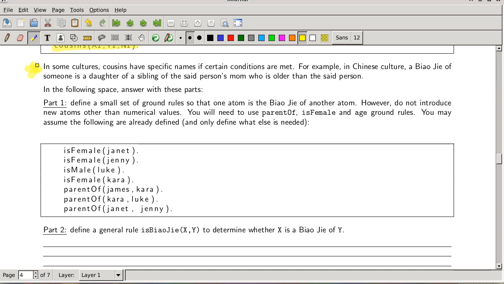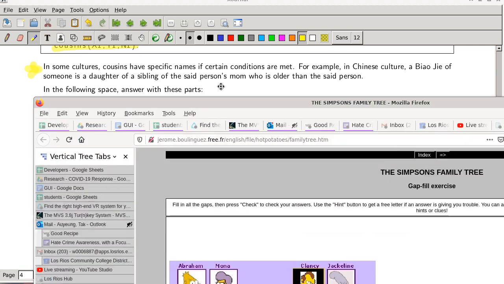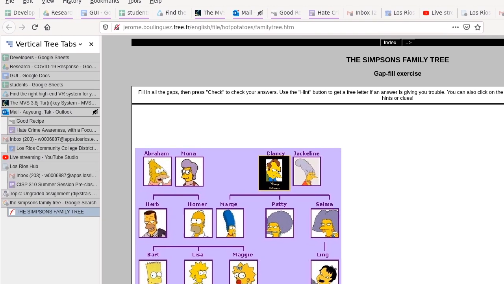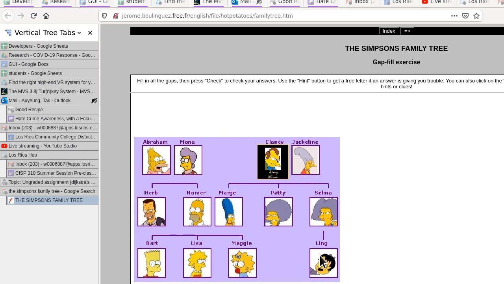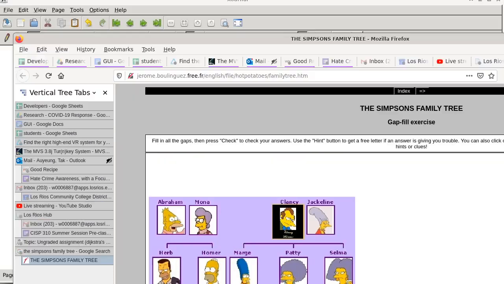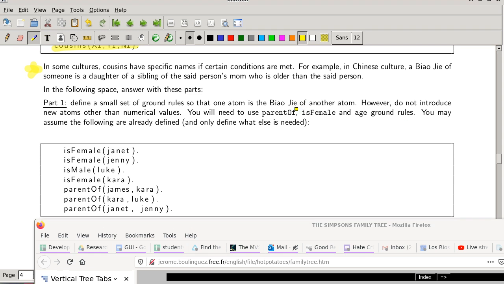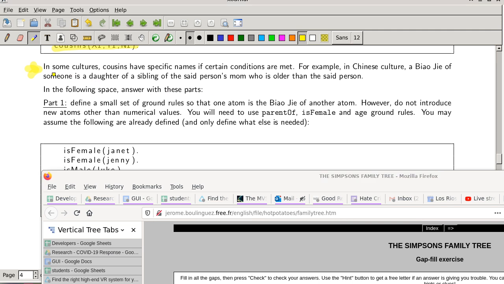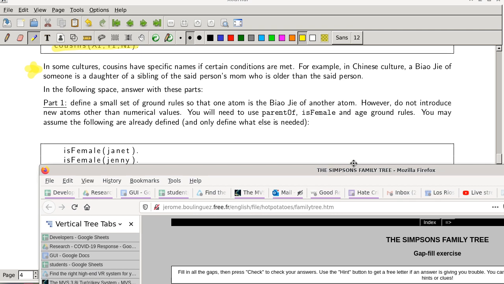Let me pull the example back up here. In this example, it is not clear what the gender of Ling is. It looks like she has a bow on her head, so she looks kind of female. But anyway, let's see if Maggie is a baojie of Ling. Getting back to the rules, the requirement is, first of all, that one has to be a daughter of a sibling of the mom of the other person. So if the baojie is Maggie and the said person is Ling, let's see if all the rules apply.